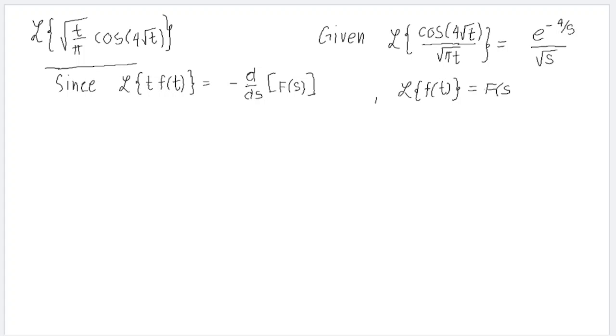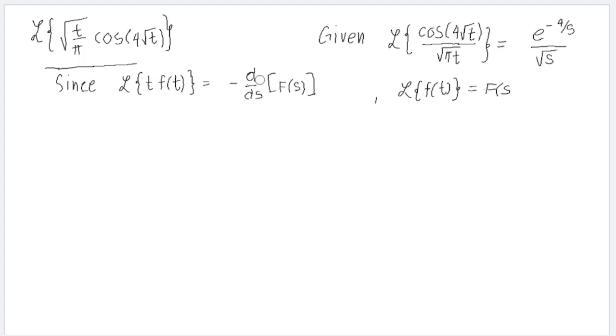In this video, we're gonna do the Laplace transform of square root of t over pi times cosine 4 square root of t. Given that the Laplace transform of cosine 4 square root of t over square root of pi times t is equal to e to the negative 4 over s over square root of s.